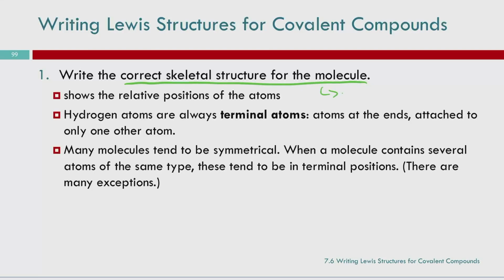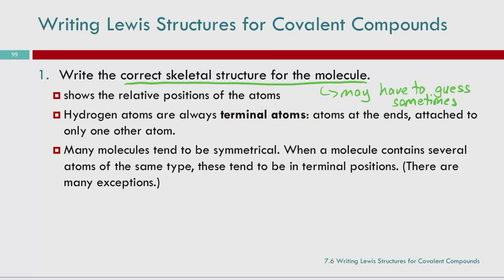So we may have to guess sometimes. But we have some rules about better configurations. So our skeletal structure, just like our skeletal equation, just shows us what we have. It doesn't show us all the details. It's the bare bones. So our hydrogen atoms are always going to be terminal atoms.